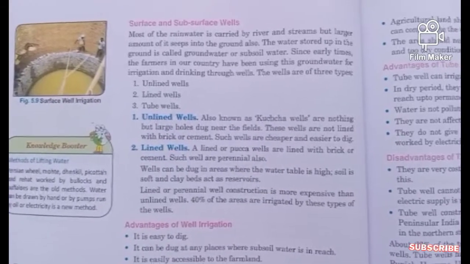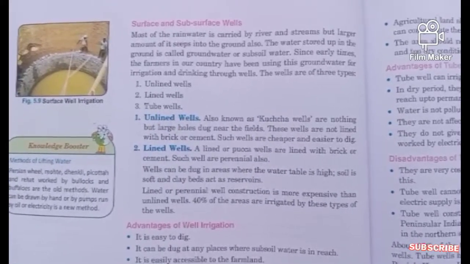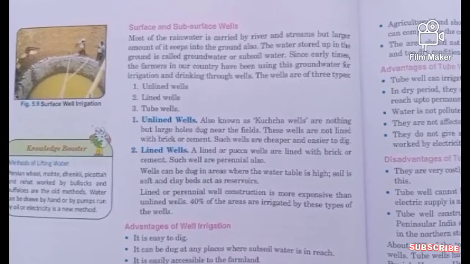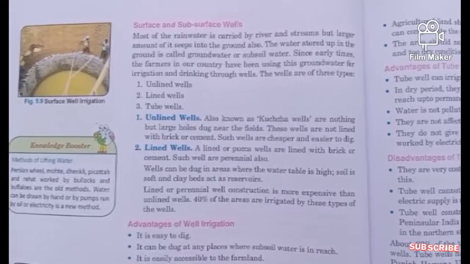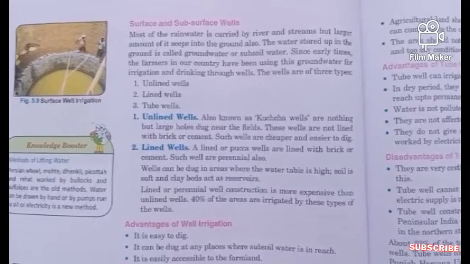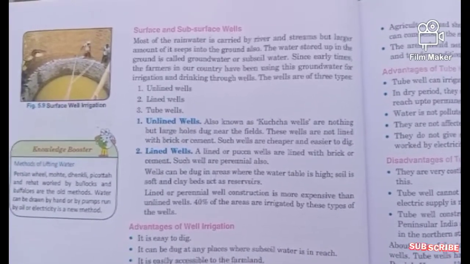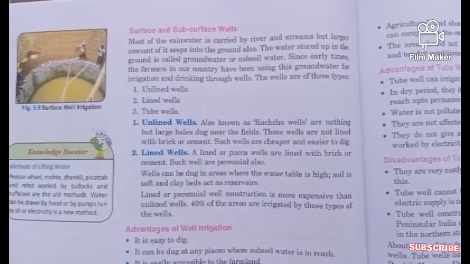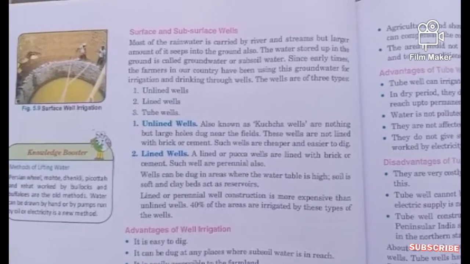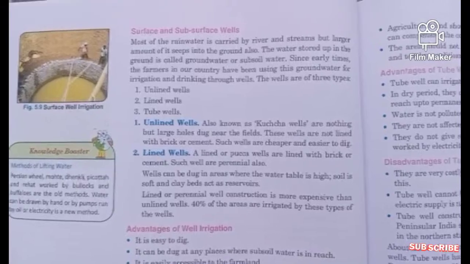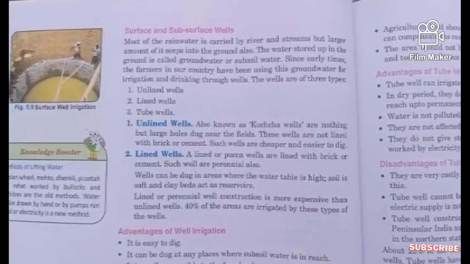And the use of underground water can be in different forms. So one form is called wells. There are three types of wells: unlined wells, lined wells, and tube wells. And I do remember that when we discussed the topographical chapter, we learnt what the types of wells are. Let's try here.